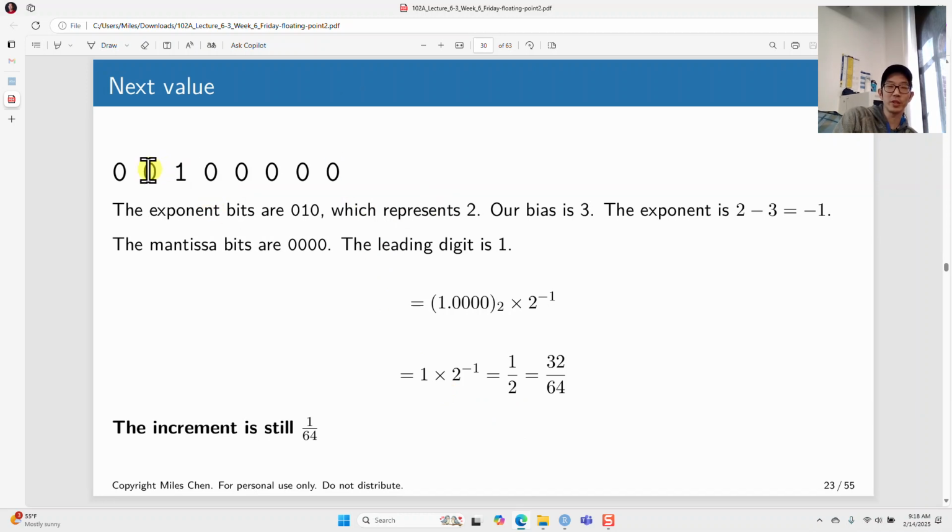so, okay, well, let me just back up. My exponent bits are 0, 1, 0, so that represents 2, right? That represents a 2 in binary. My bias is 3, so my exponent is 2 to the negative 1. I've got 1.000 times 2 to the negative 1, so now I have 1 times 2 to the negative 1, or 1/2. That's 32/64. Okay, so if I change this bit to a 1 here, so I'm counting up again, what is that number going to represent?